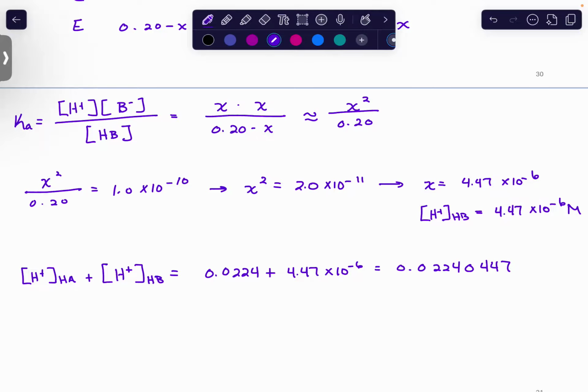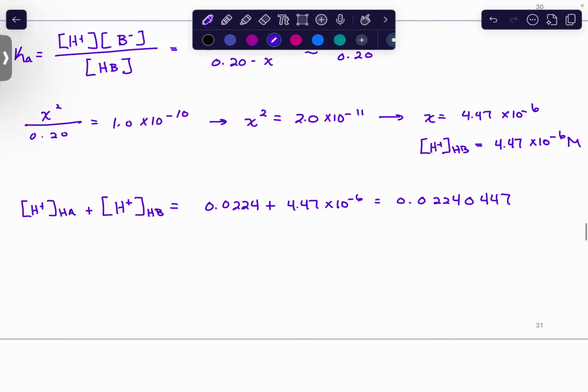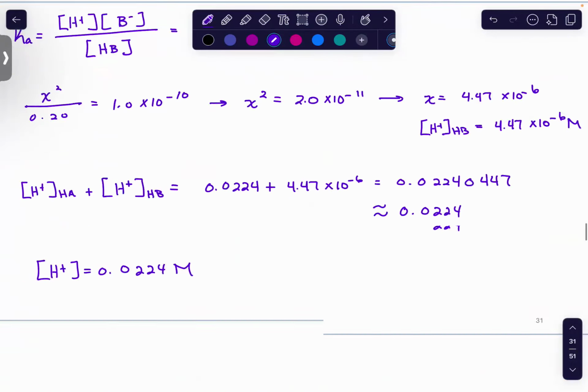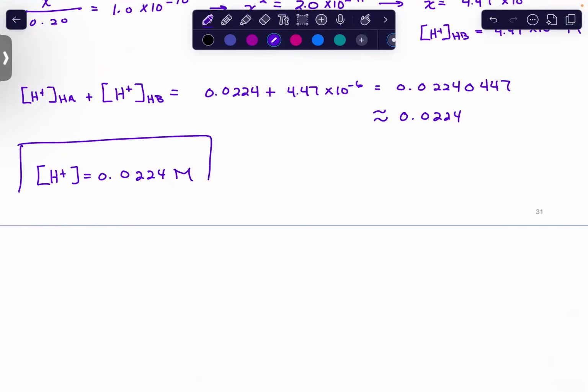So at the very end, our overall concentration is still essentially going to be 0.0224 molar. Great. We use that to figure out our pH. Now, let's see, did it ask for pH? Oh, no, just calculate the protons there. So you would use that to calculate pH.